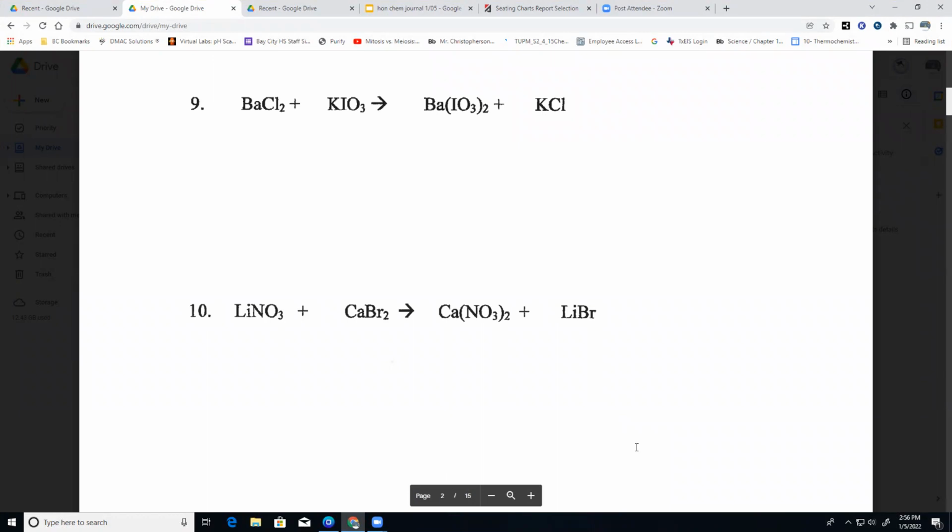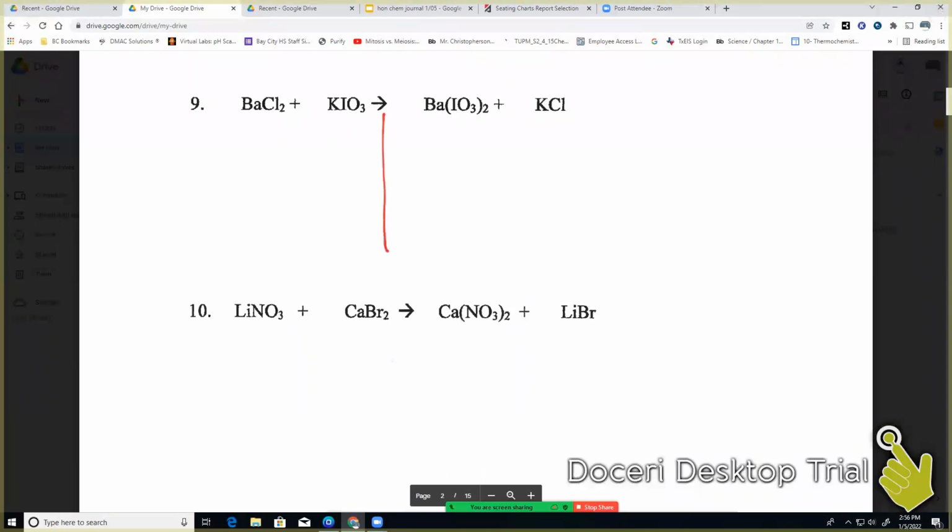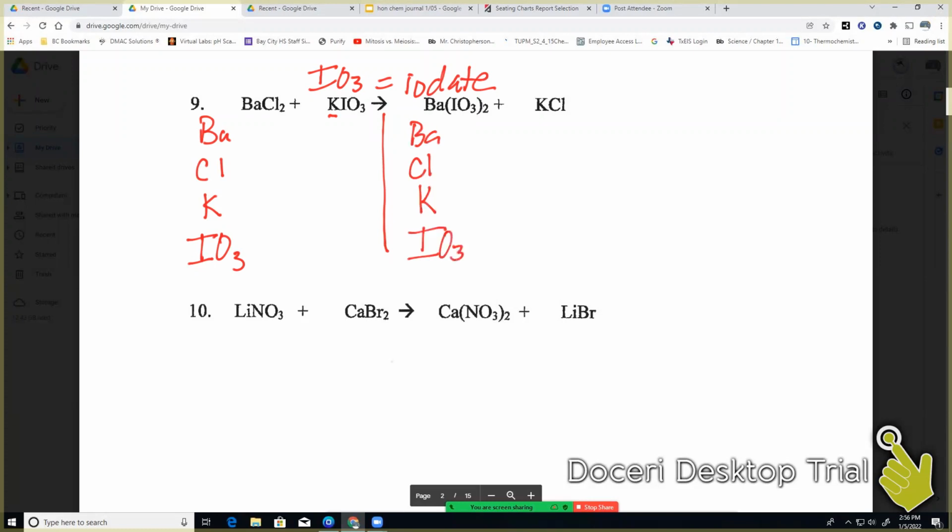All right, so if I look at number 9, start just like I do. So I got barium, Cl, chlorine, K, potassium, but this IO3, that is iodate, which is a polyatomic ion. So I'm going to keep that together instead of separating it into more elements. And then I'm just going to do the same thing over here. My IO3 is also over here.